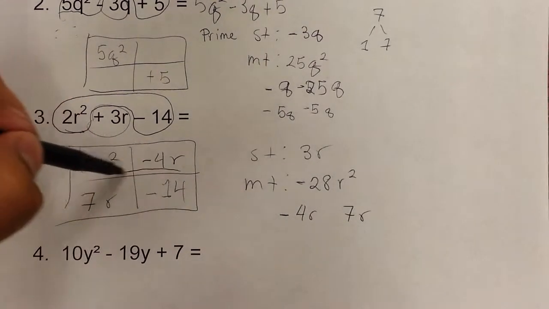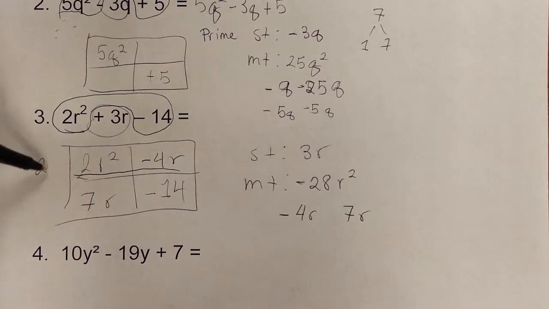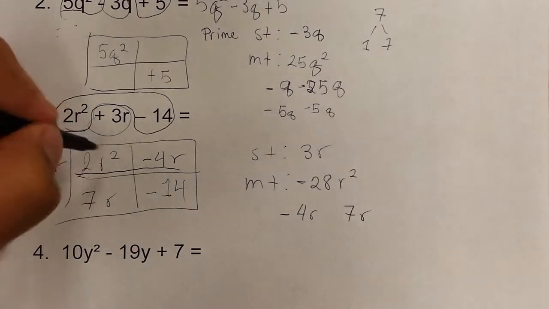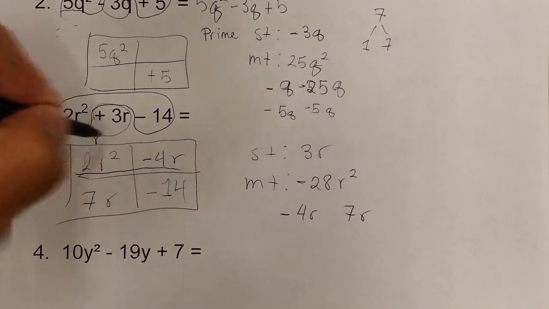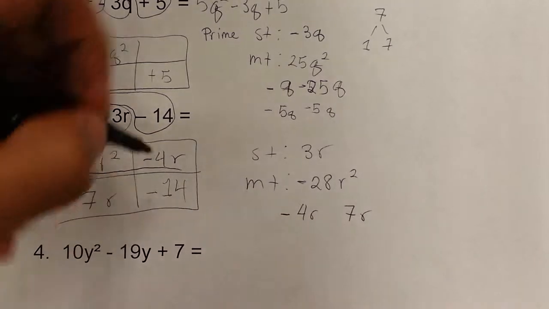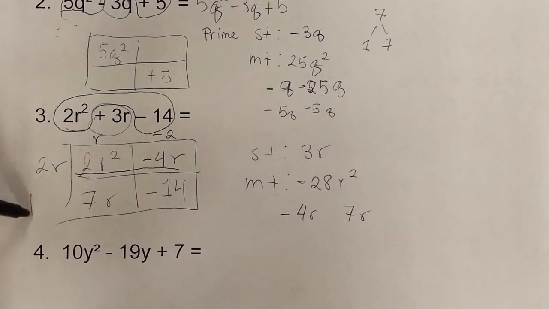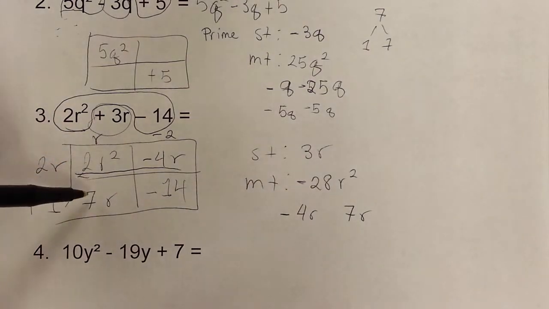Now if we were to factor along here, we could get a 2r. 2r is the greatest common factor of 2r squared and negative 4r. And then along here, if we multiply 2r by r, we get the 2r squared. 2r times negative 2 would give me the negative 4r, and r times a positive 7 would give me that 7 I need.